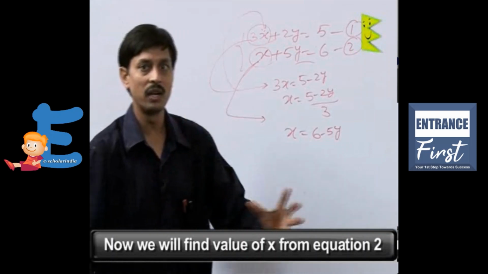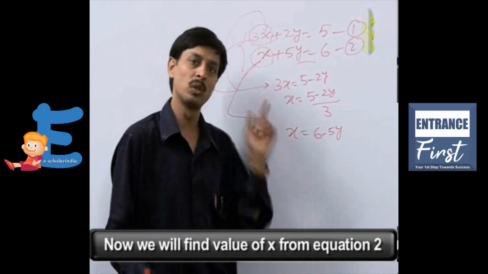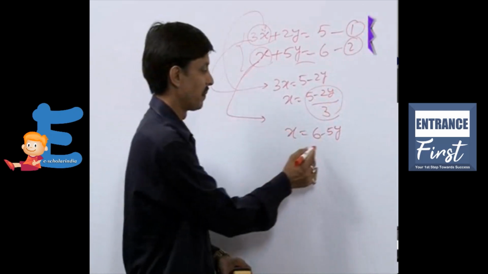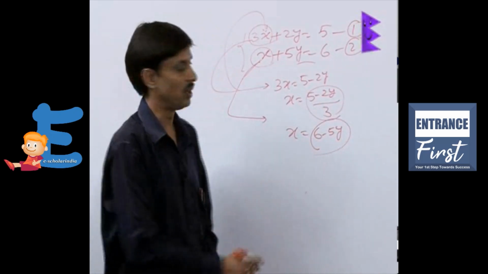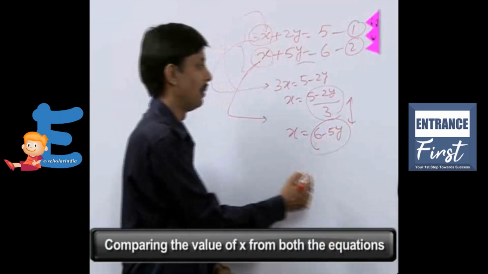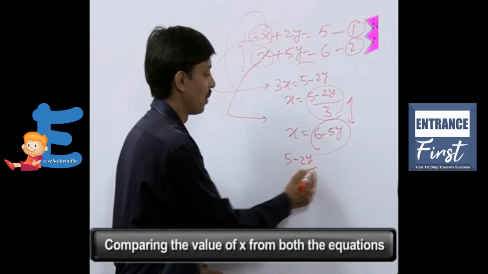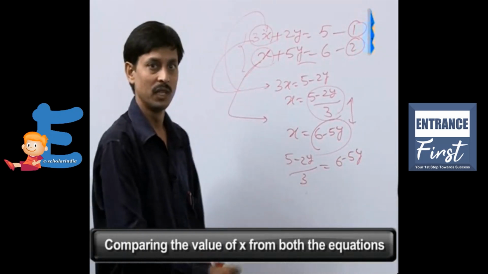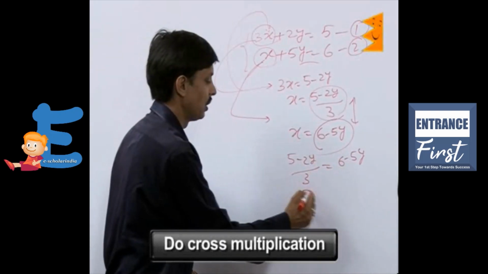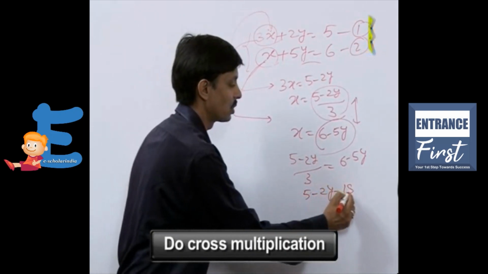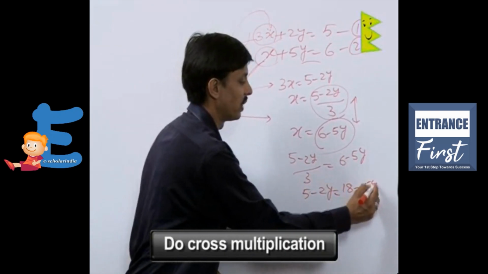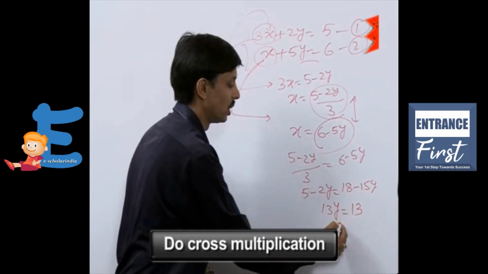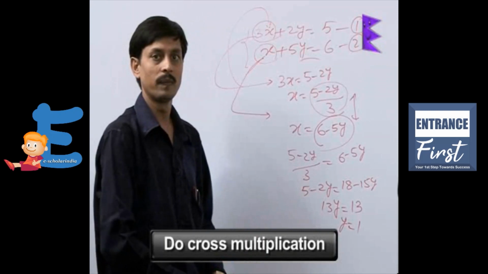We have opted the value of x from both the equations. This is the answer of x from equation 1, and this is the answer of x from equation 2. I will compare, which means 5 minus 2y upon 3 is equals to 6 minus 5y. Now go for cross multiplication: 5 minus 2y is equals to 18 minus 15y. After transferring, we will get 13y is equals to 13 or y is equals to 1.